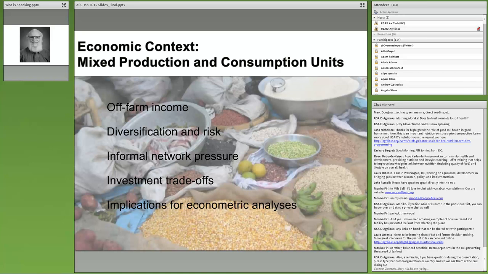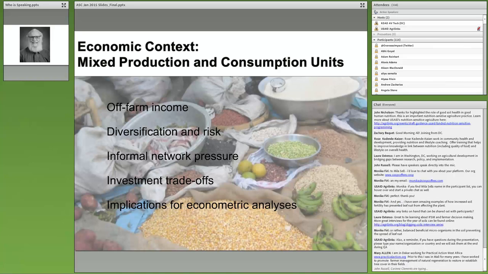Investment trade-offs are significantly more complex in a mixed production-consumption unit than in a farm viewed as purely a production unit. This creates uncertainty as to the validity of econometric analyses which view the farm as a purely production unit. And there is growing but still insufficient research which examines the farm household through this mixed production-consumption lens.